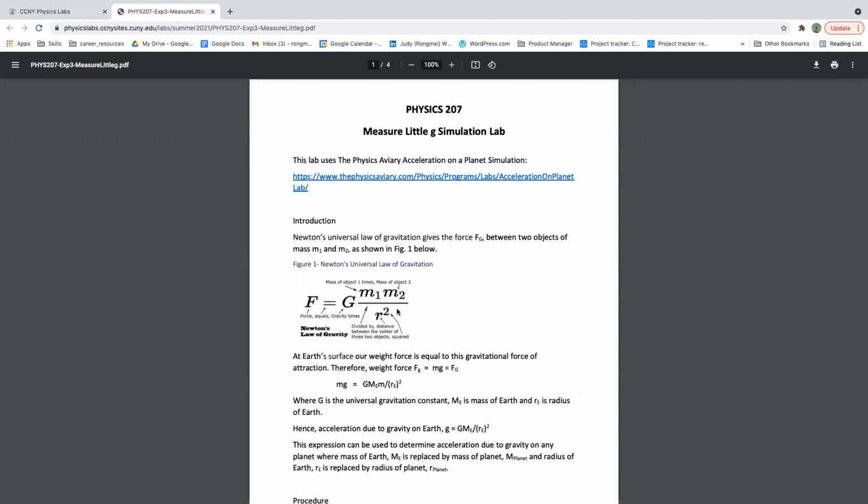So when we stand on the Earth, this m1 becomes our mass, m2 is still the mass of the Earth, and the r squared is the distance between the center of mass of ourselves and the center of mass of the Earth. And so we can use this equation, right?